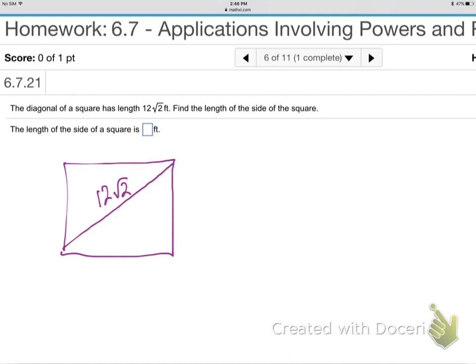We good there? And they're asking me what's the sides. I don't know. Let me just call them x, because I don't know what they are. And they're all the same, right? Because it's a square. All 4 sides are x. Because that's what it means to be a square. Sides are the same. So that's why I'm not using x and y. I'm using x and x, same letter, because they are the same length.